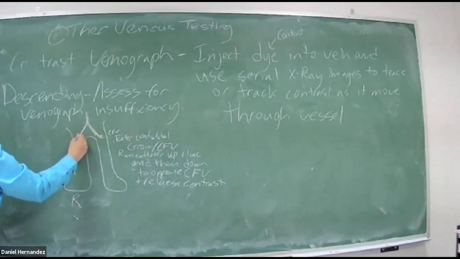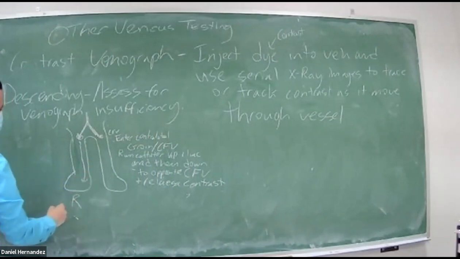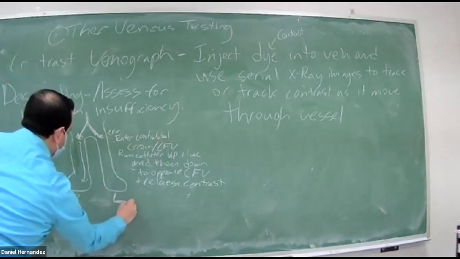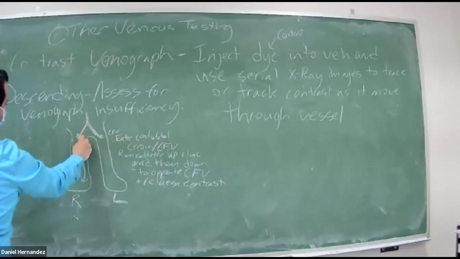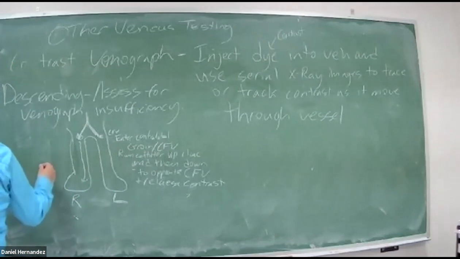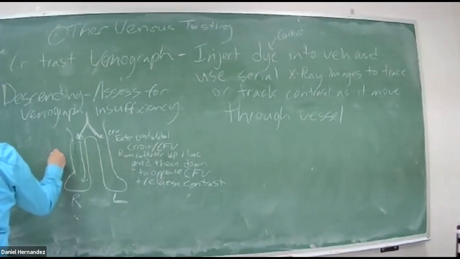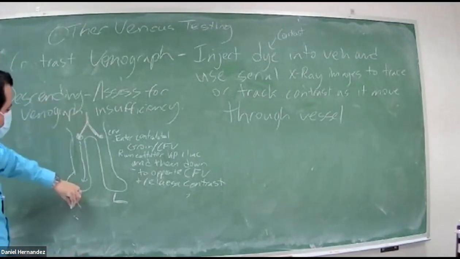So when they release the contrast up here in the common femoral vein, they're going to watch it as it works its way back down the leg. And that's how they assess for reflux. So if they release the contrast and they don't get any contrast coming back down the leg, there's no reflux. So descending, the way I remember again, the contrast is descending, it's going down.